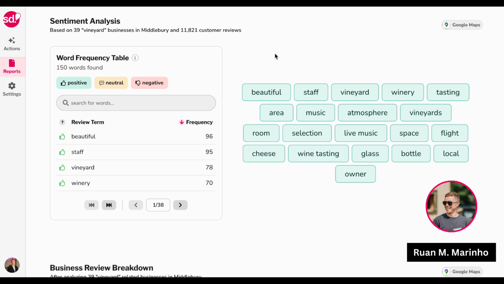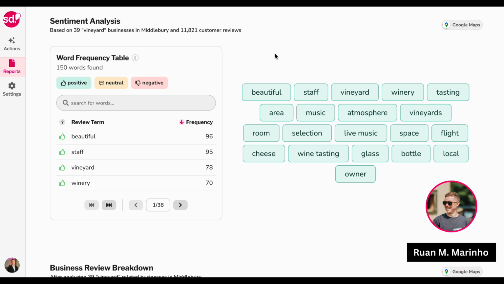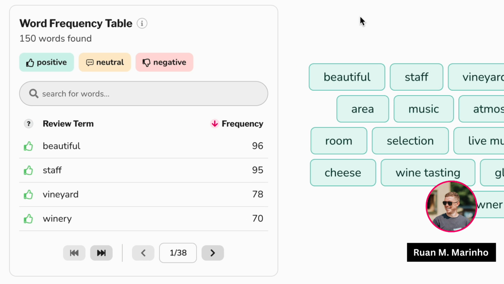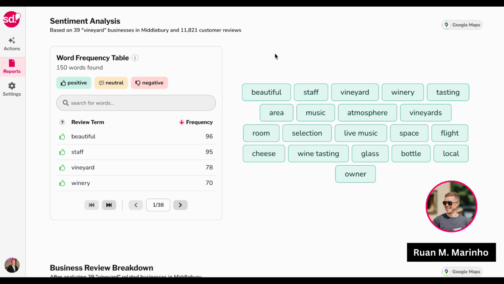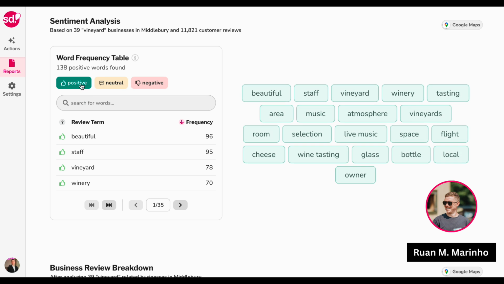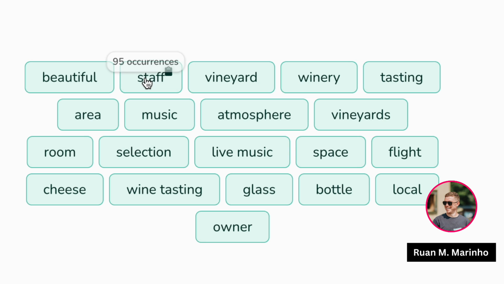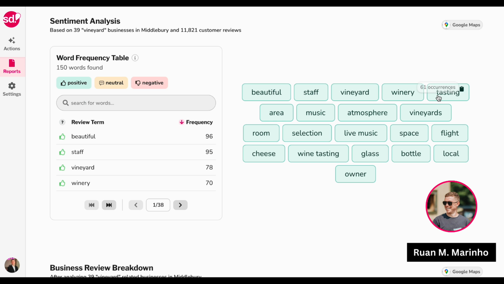So as you can see, over 39 different vineyard businesses in Middlebury and the surrounding area, and over 11,821 customer reviews, we have our words frequency table, which is going to tell us what the most commonly mentioned words are that people are saying in this area. Now on the left side, I can filter this by looking at the neutral, I can filter this by looking at the negative, or I could take a look at all of them without the filtering done. On the right hand side, I can start to see all of the different things that people clearly value about a vineyard in this local area.